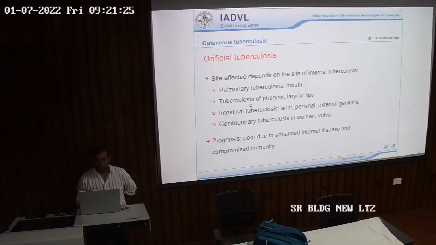Pulmonary tuberculosis affects the mouth. Tuberculosis of the pharynx involves the larynx and lips. Intestinal tuberculosis involves the anal, perianal, and external genitalia. Genitourinary tuberculosis in women affects the vulva. Prognosis is poor due to advanced internal disease and compromised immunity.